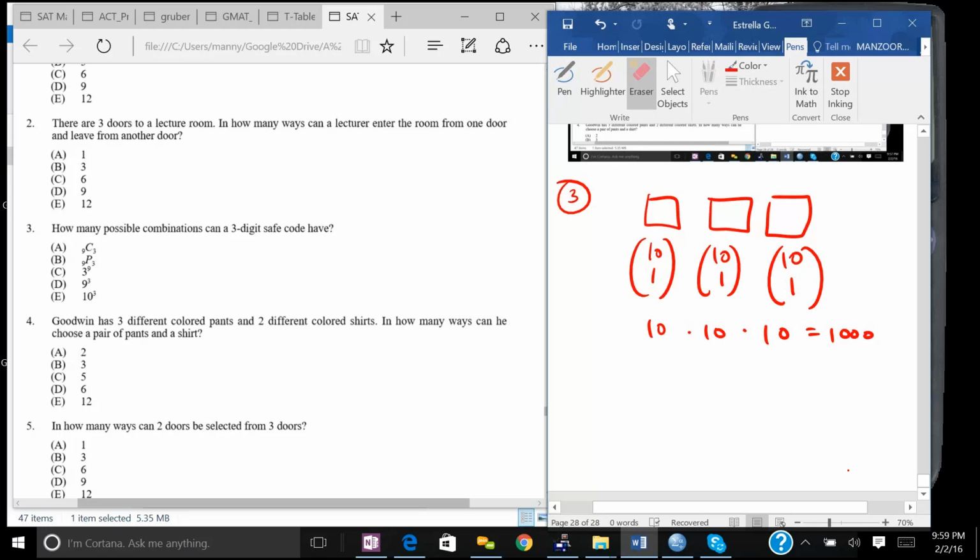Get it? Why do you know it's 10 choices? Oh, because there are 3 digits, 10 choices for a safe code. Yes. Right? So that's 1,000. The other way of looking at this is, the numbers are 000 all the way to 999. So how many numbers? 1,000 numbers. Got it. Make sense? Yeah.